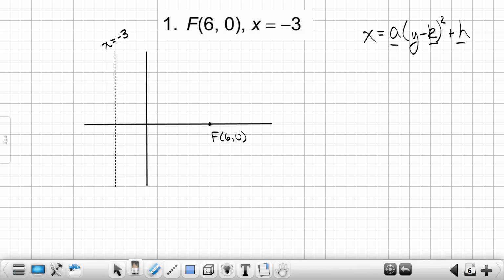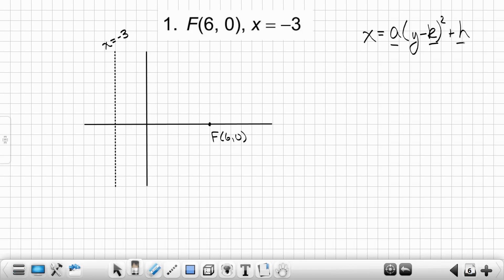Directly in between the directrix and the focus. What is the distance from the directrix to the focus? Sione? 9. We did start this one yesterday, huh? Yeah. Okay, so we pretty much finished it, but it's all right. It's a review. It's a good place to start. So from here to here is 9.